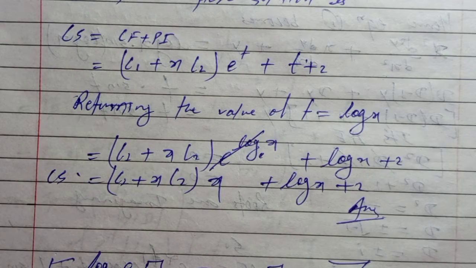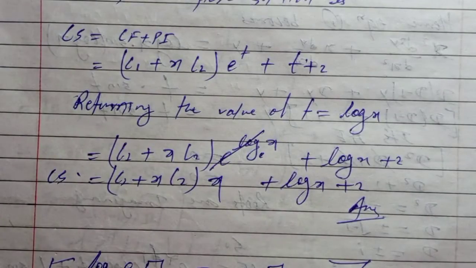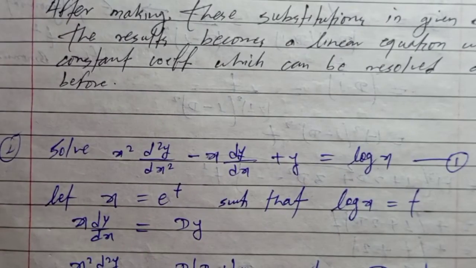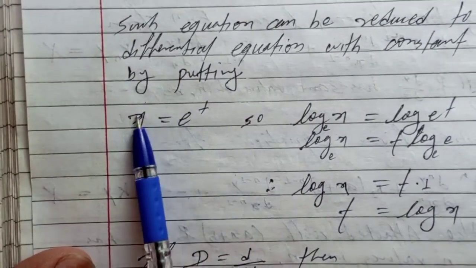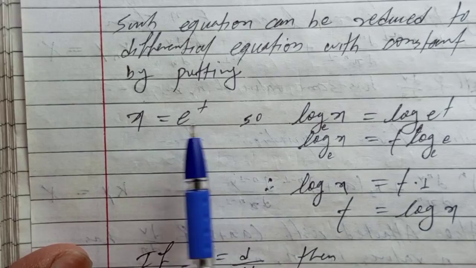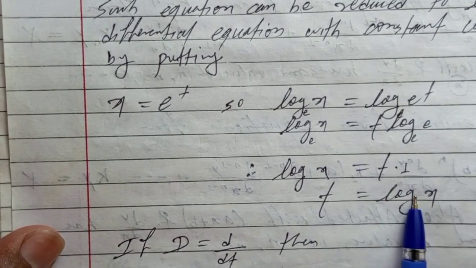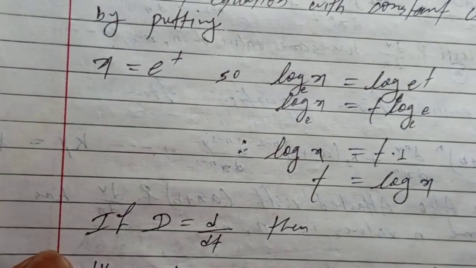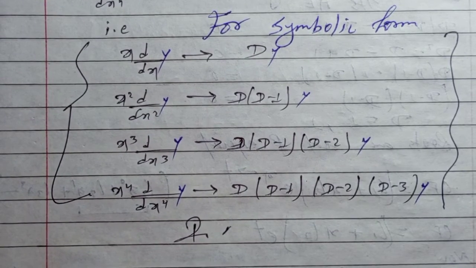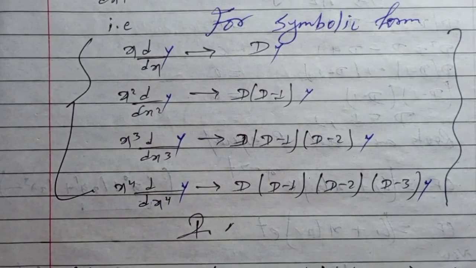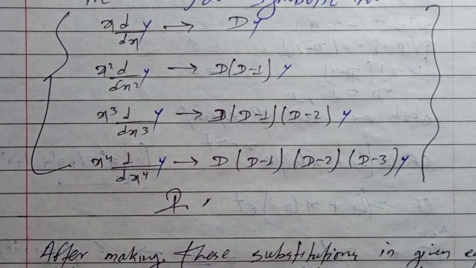Then what we have got in the Cauchy homogeneous equation: first we have to substitute the variable with e to the power t. On taking log, it is going to be t equal to log x. Then we have to change the given equation into symbolic form by this consideration. Then after, we are going to solve it by the previous method which we have studied already.